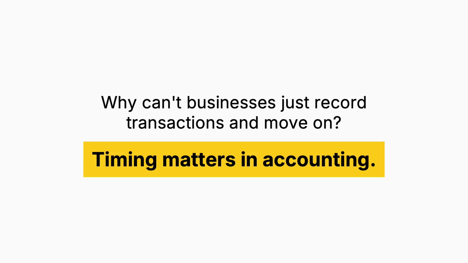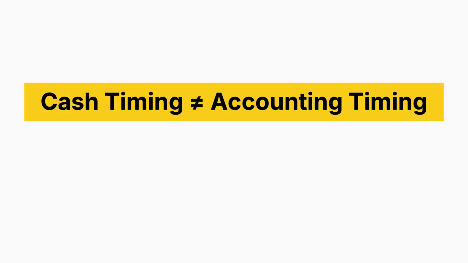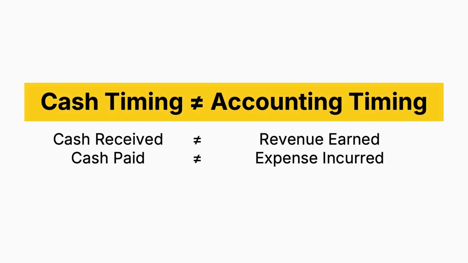But first, let's understand the problem that adjusting entries solve. Cash timing and accounting timing are not always the same. Just because money is received or paid doesn't mean that's when revenue or expense should be recognized. For example, a business may pay rent for 6 months today, or it might provide a service now and receive the payment next month. If accounting followed cash alone, profits could become misleading because revenues and expenses would be recorded in the wrong periods. That's why accounting focuses on economic activity rather than simply cash movement. Adjusting entries help solve this timing problem.